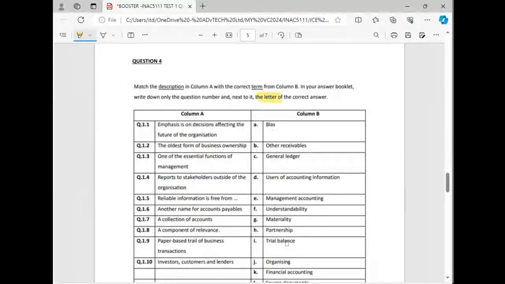Can you see now? Make sure that you answer the question. Don't write these things because it's very difficult for me to mark. So you need to put what? The letter. Please, let's talk about this one. See, let's try.